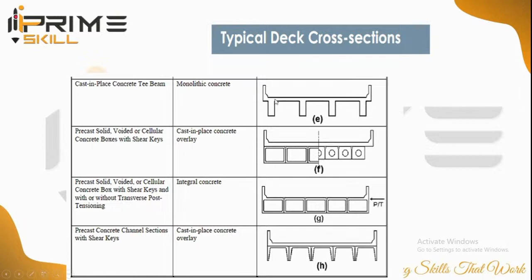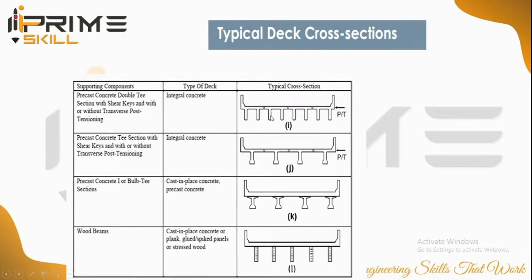Again, there are different types of deck cross sections. So here you can see the rectangular, this is monolithic. So this is an integral concrete box section placed. Here these are called the shear keys. Okay, void type. These are the void type where you will have a hole, a void inside. Then there is again this kind of integral concrete.